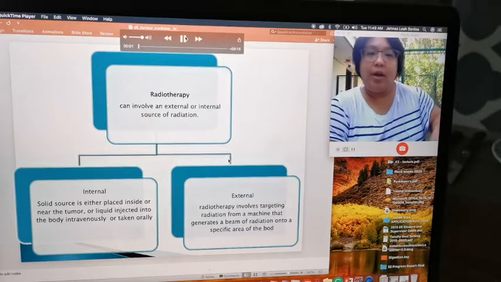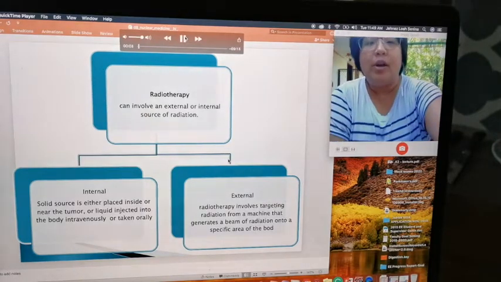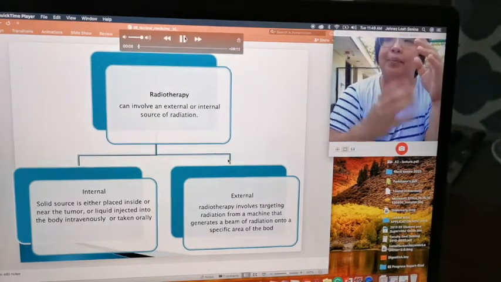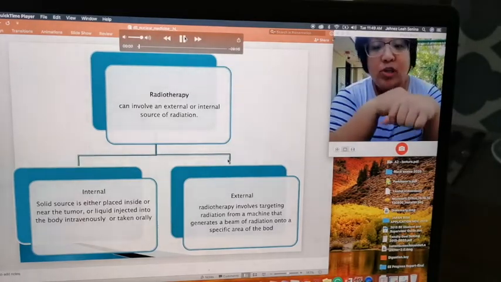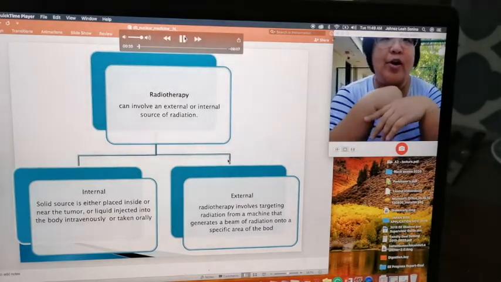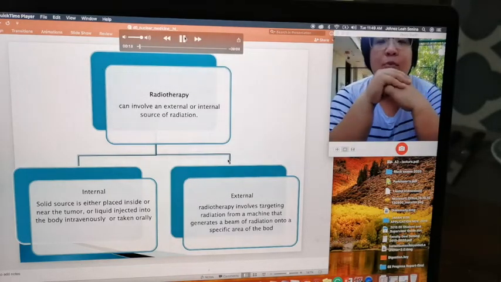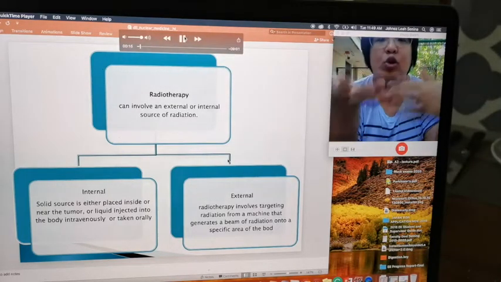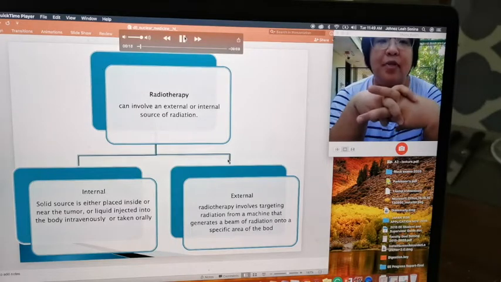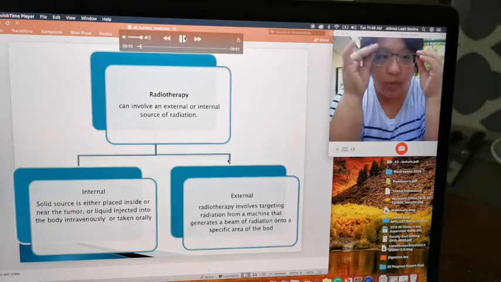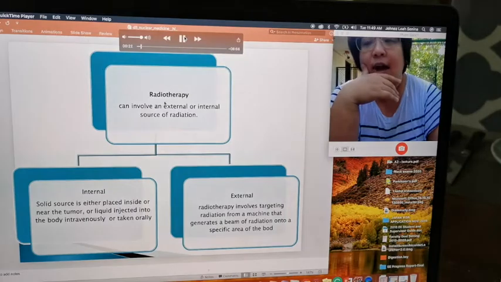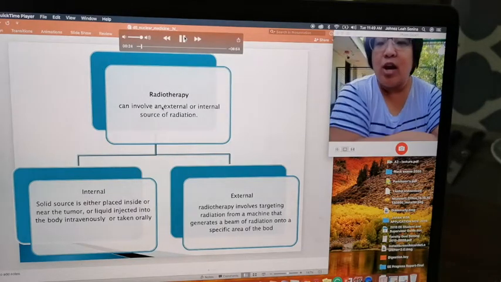So let's go on now to the second use of radioisotopes. Not only can we use them to trace what's going on, what's wrong inside the body, we can also use the radiation from radioisotopes to treat, to cure. We call it radiotherapy. Therapy means to cure. We cure using radioactivity, using radionuclides.